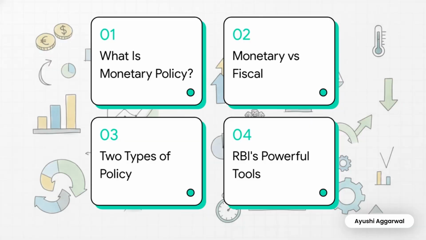So, what's our game plan for today? It's simple. First, we'll nail down the basic definition. Then, we'll clear up that classic confusion between monetary and fiscal policy. After that, we'll look at the two main types of policy. And finally, and this is the big one, we'll decode the RBI's most powerful tools. This is the part where most of your exam questions are going to come from, so pay close attention.